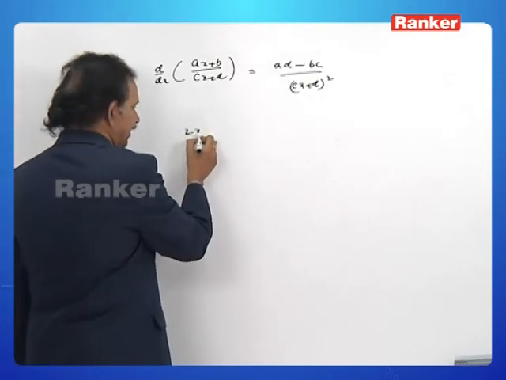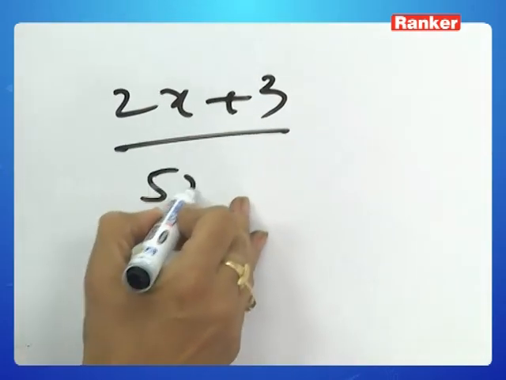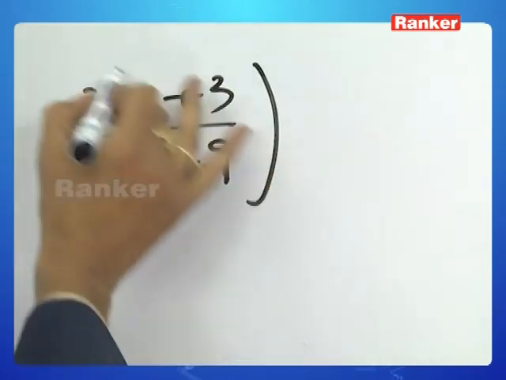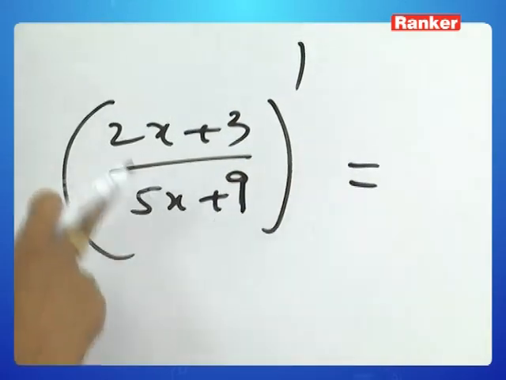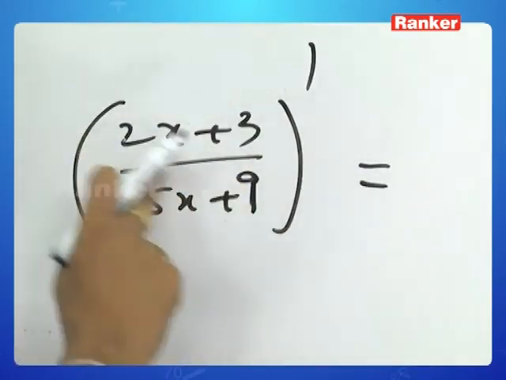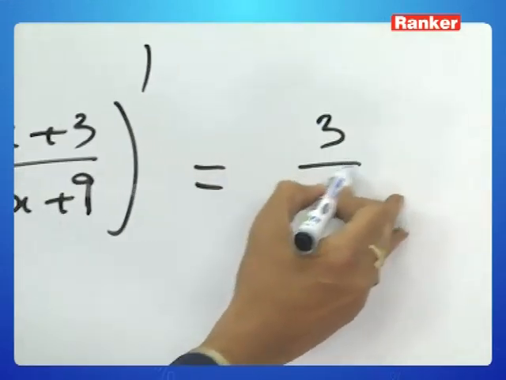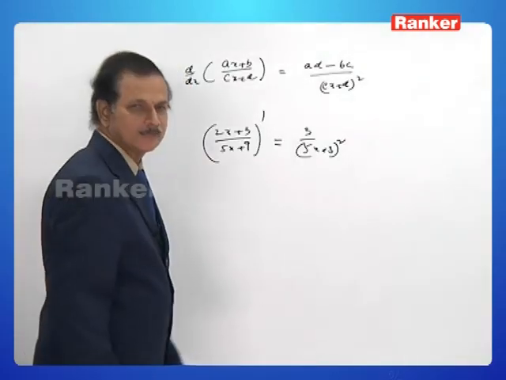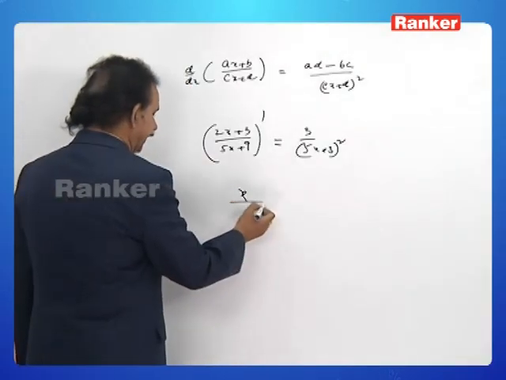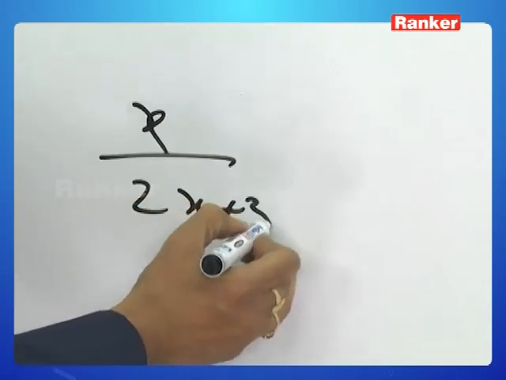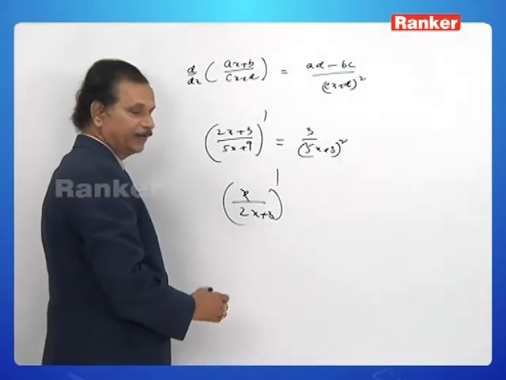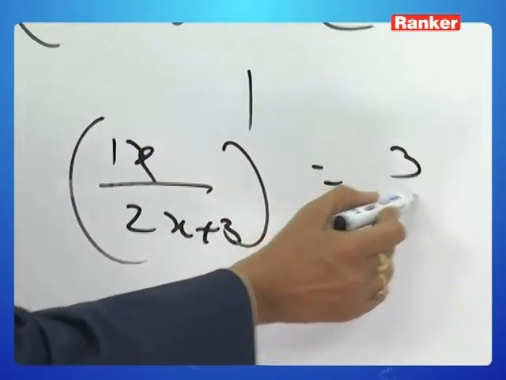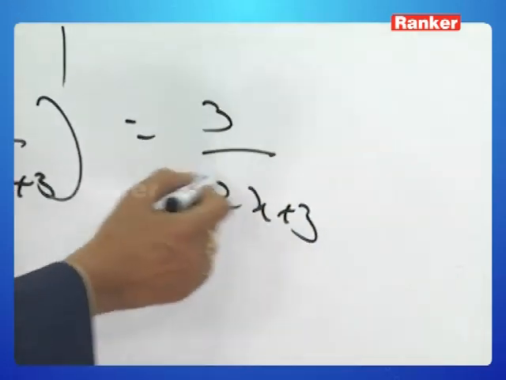Well done. (2x plus 3) by (5x plus 9). What is its derivative? ad minus bc, 18 minus 15, 3 by (5x plus 9) whole square. Again, (x by 2x plus 3) whole dash. Come on. x means 1x. ad 3, bc 0, by (2x plus 3) whole square.